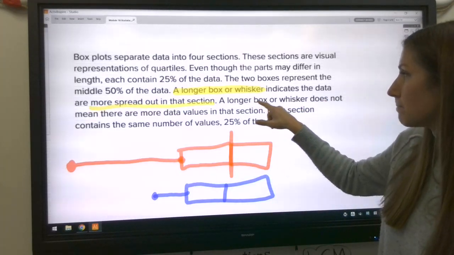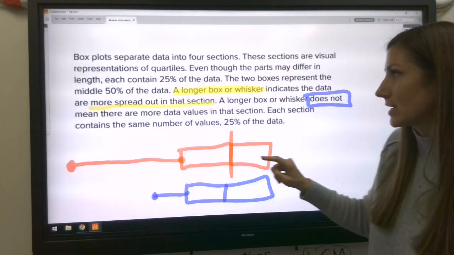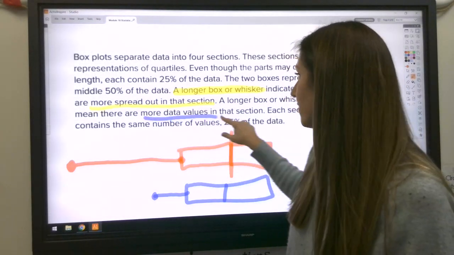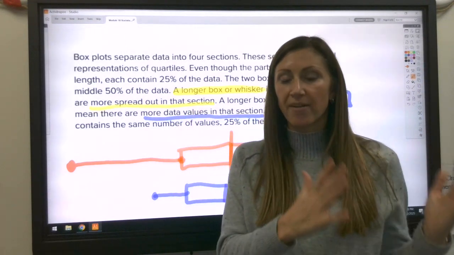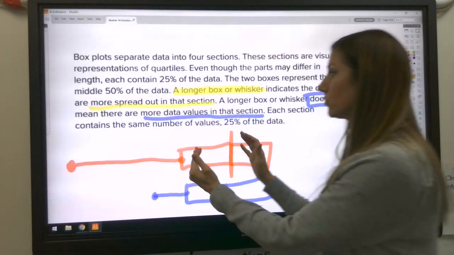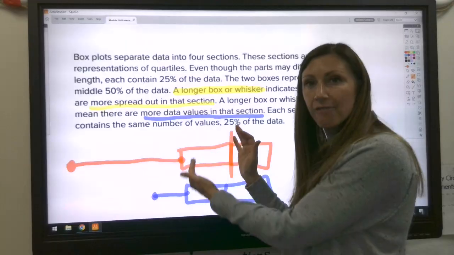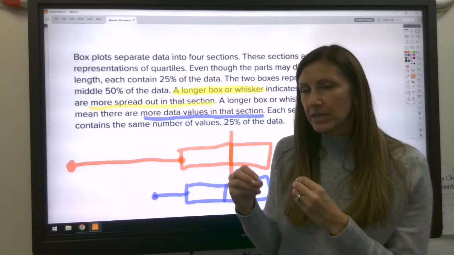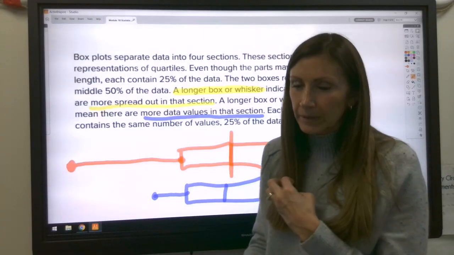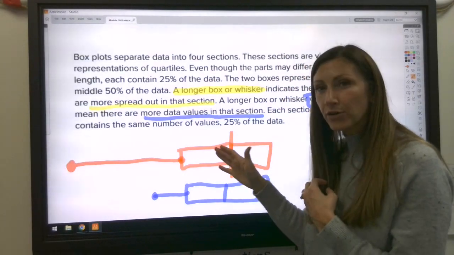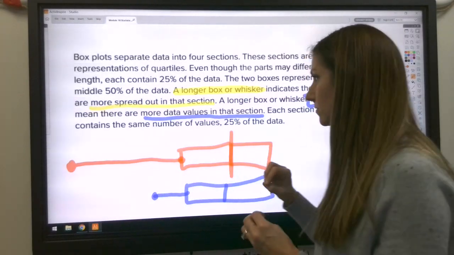And then don't get fooled though. Just because the box is longer or the whisker is longer, it does not mean that there's more data values in that section. It's always going to be 25% of the data, because if you are finding that quartile, you are finding that halfway point. So it's not counting or considering how many pieces of data there are like you would on a line plot. You've already calculated that, and the box and whisker are only those quartiles and ranges. Okay?